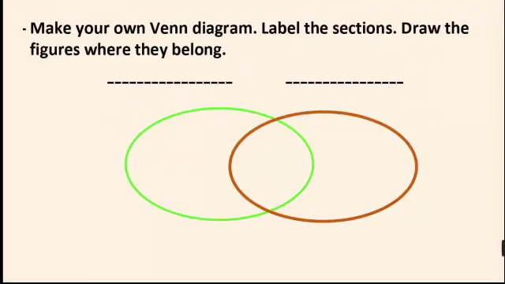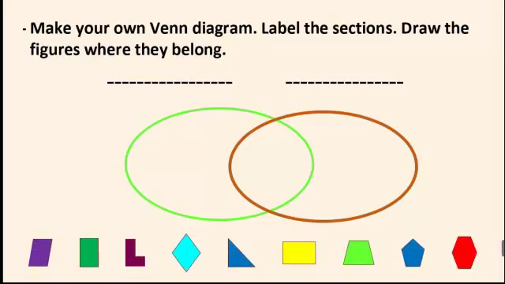Make your own Venn diagram, label the sections, draw the figures where they belong. I have many shapes also, and I want to put them in the Venn diagram and label the sections. Think, what can I put here and what can I put here and what is common between them? If I look at these shapes, I can see quadrilaterals and polygons and shapes with equal sides. So I can say that the first circle will contain the quadrilaterals. So I will pick all the quadrilaterals and put them in the first circle.